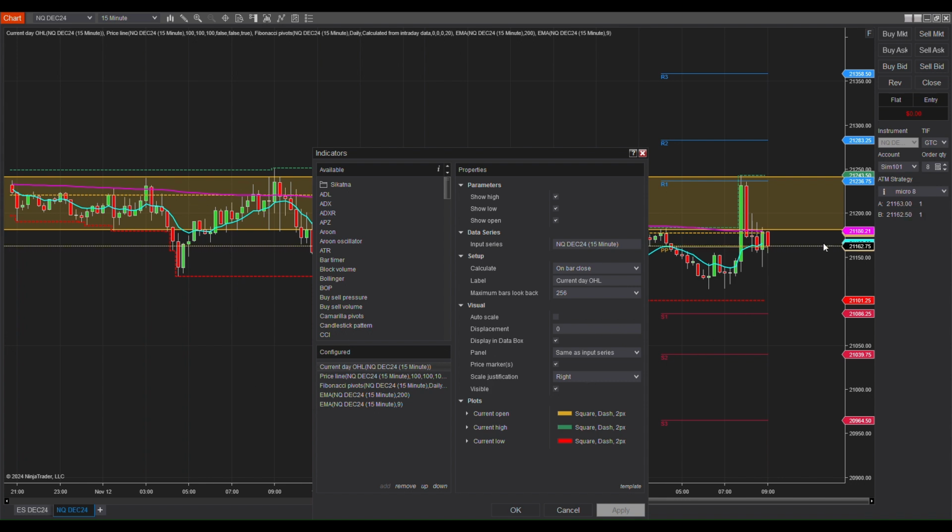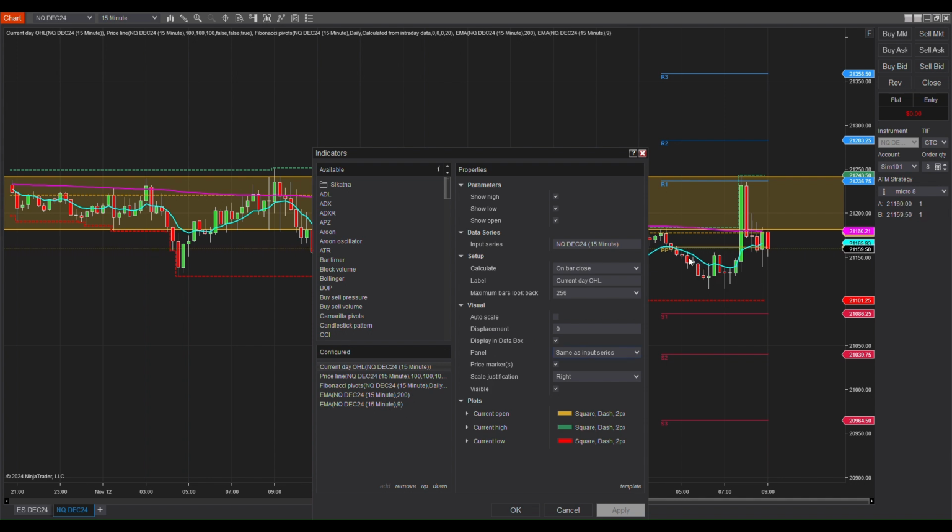Then I have the price line, which is this line right here. It just allows me to visually see where the price is at, this yellow line. I've got the Fibonacci pivots, which is this here, the S3, S2, S1, the pivot point. Basically it shows you the resistance points and the support points. I've also got the exponential moving average. I have the 200 and the 9. The 9 is the cyan.